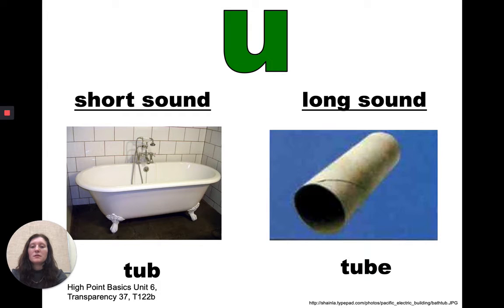Whereas when we look at the long sound for U, as in the word tube, what sound do we hear this time? So when we say tube, the long U makes the "oo" sound, almost like an O. So we have tub that makes the short U sound, and we have the word tube that makes the "oo" sound.